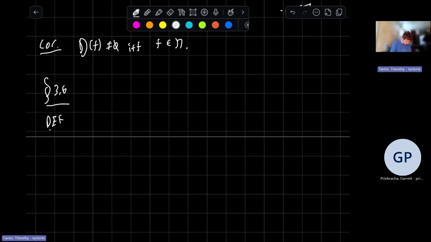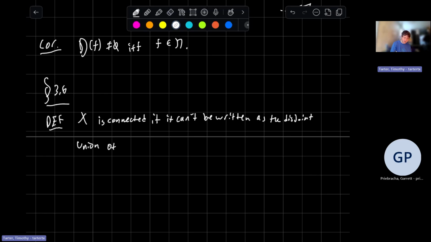So definition: a topological space is connected if it can't be written as the disjoint union of two non-empty open sets.